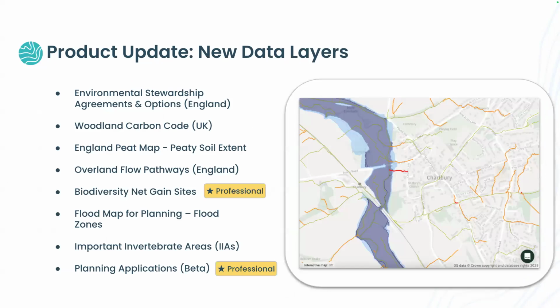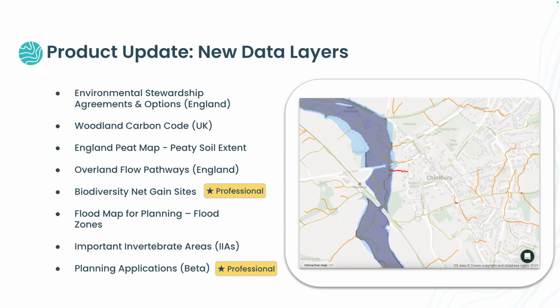Our data engineering team have managed to introduce quite a few in the last month or two, starting with the environmental agreements that we have. So, Environmental Stewardship across England, in combination with the Countryside Stewardship layers, you can now see different areas on your map that are under agri-environment scheme agreements.